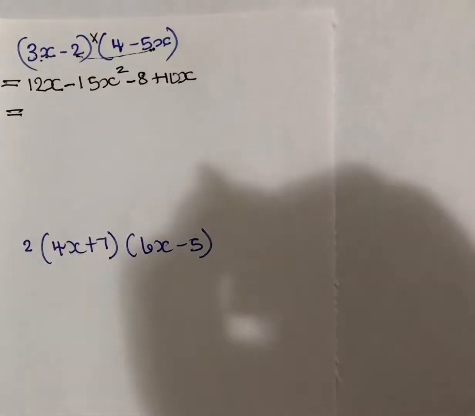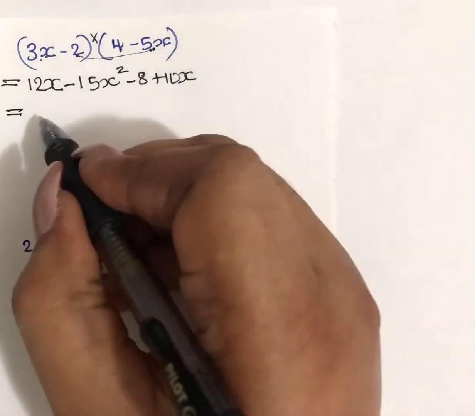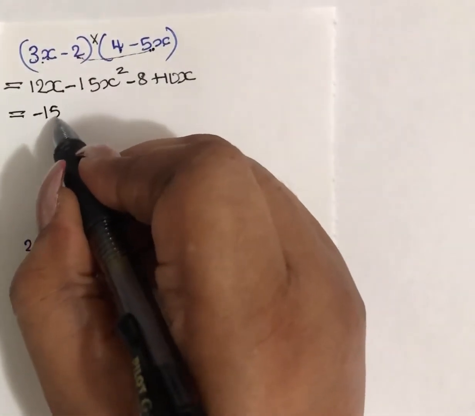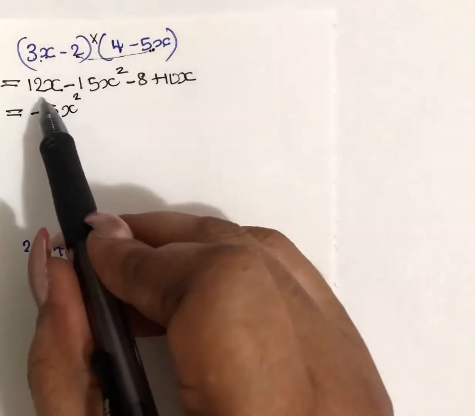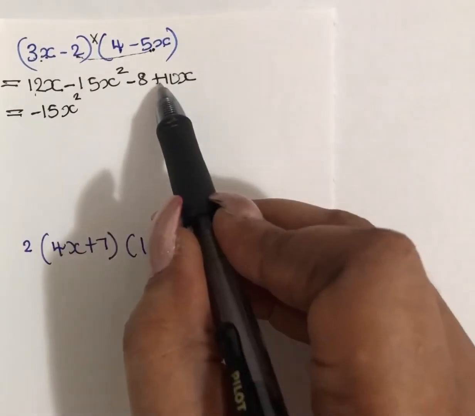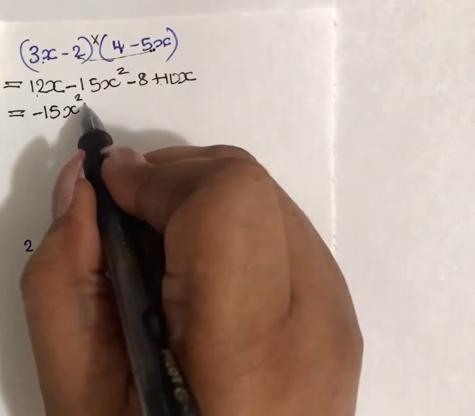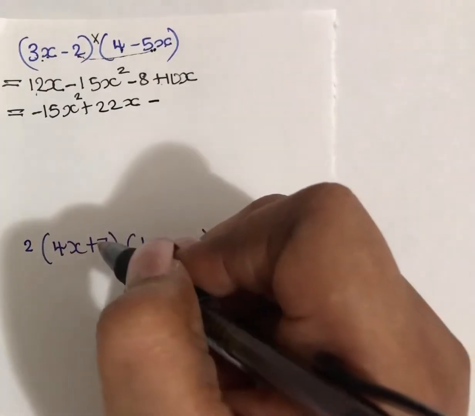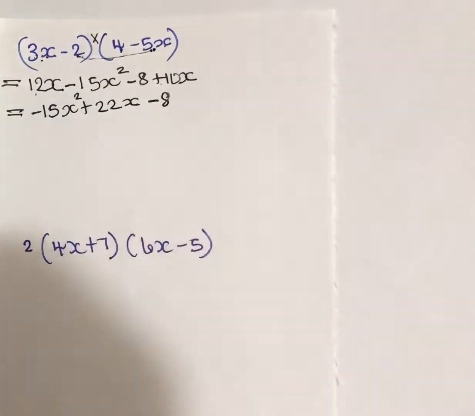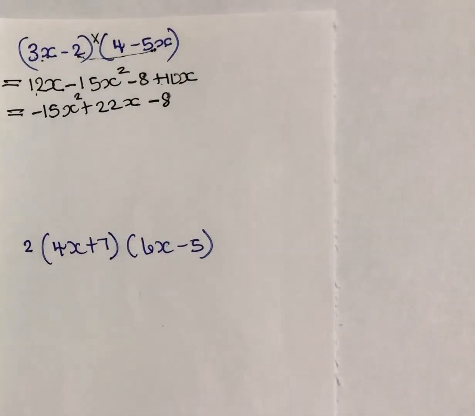And our final step will be to connect like terms. The only x squared term is negative 15x squared. Then we have 12x plus 10x, which gives us 22x. The only constant term is negative 8.